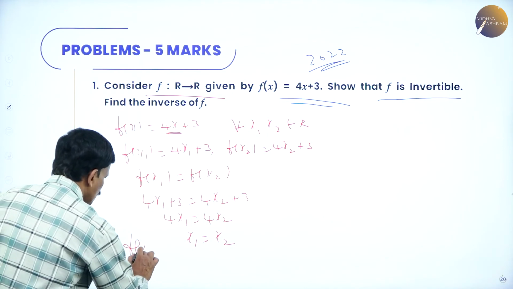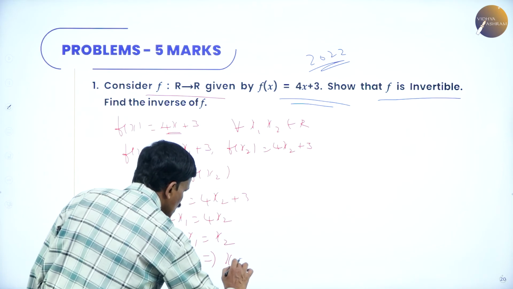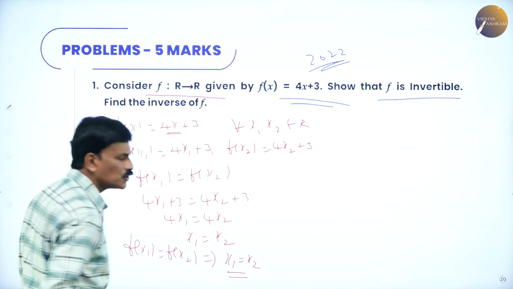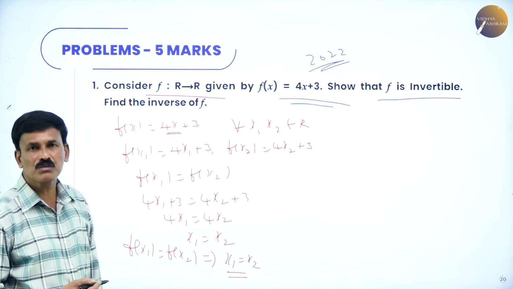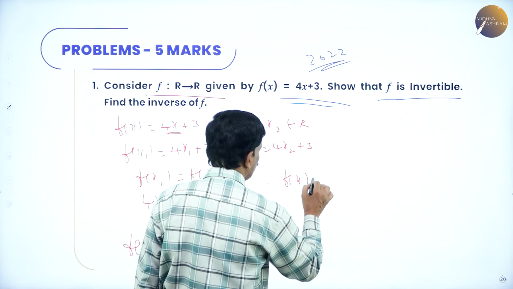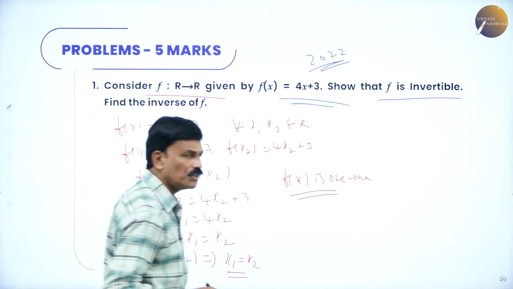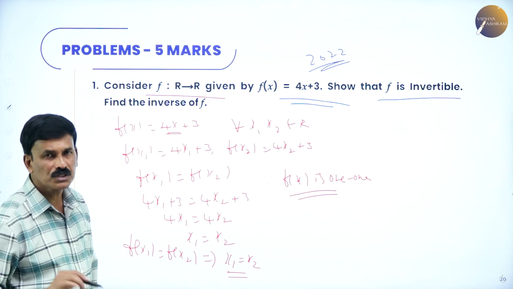What do you say? F of x1 is equal to f of x2 implies x1 is equal to x2. Therefore you can say that f of x is one-one. The first part is finished. So if you do this much, you will get 2 marks. The first part, 2 marks.